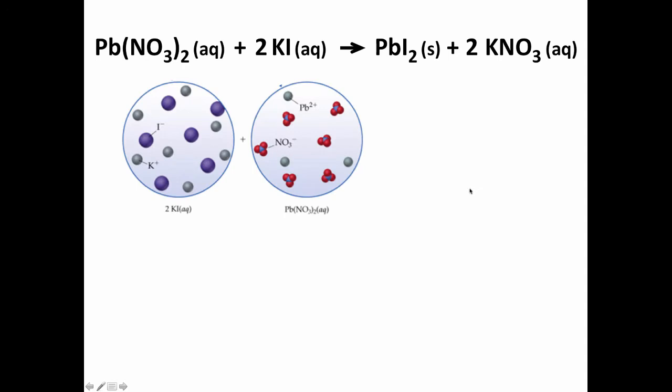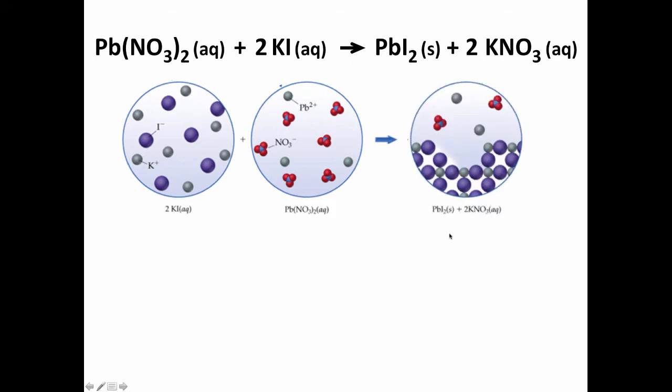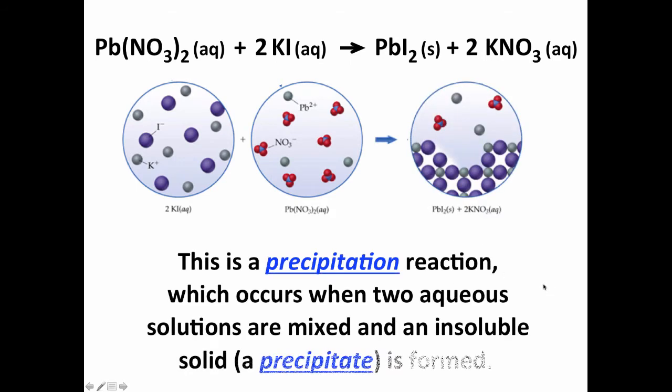Let's take a look at this again on a molecular level. What ends up happening we just talked about, and this is what we call a precipitation reaction, and it occurs when we have 2 aqueous solutions that mix and a solid, an insoluble substance, which we call a precipitate, is formed, and this solid will precipitate or settle to the bottom of our container. This is one major type of chemical reaction that occurs.